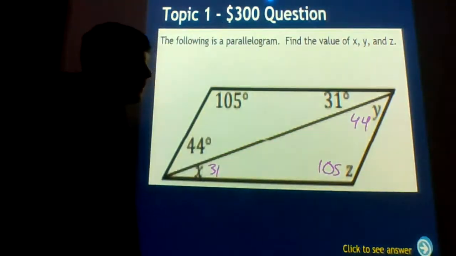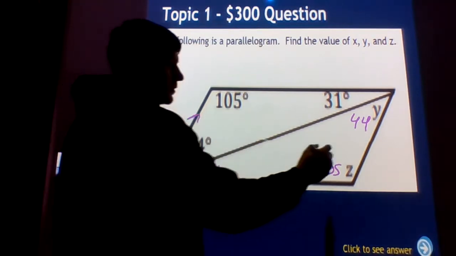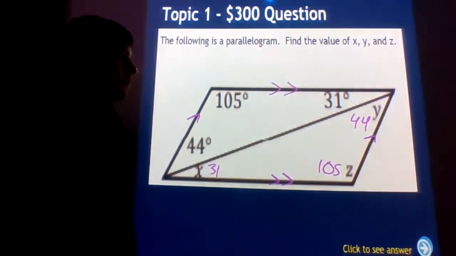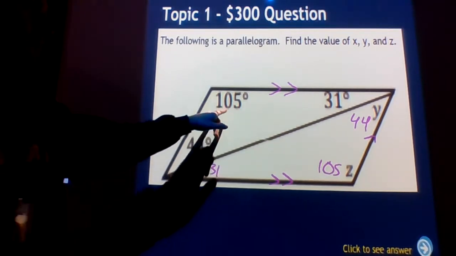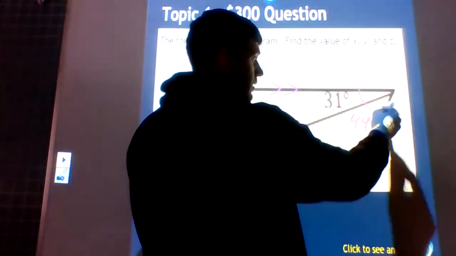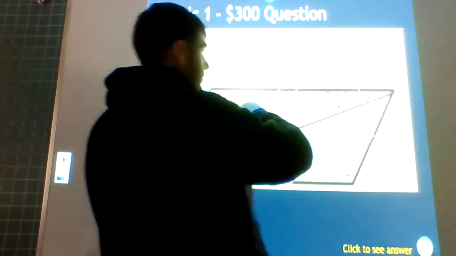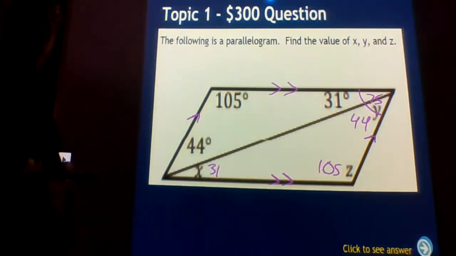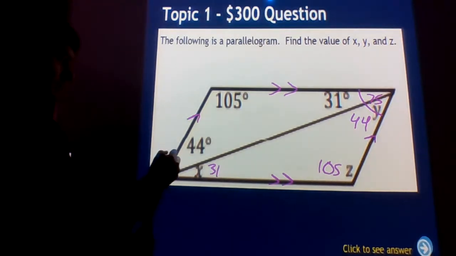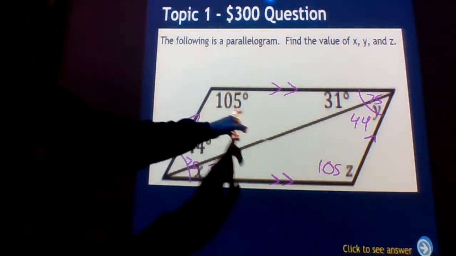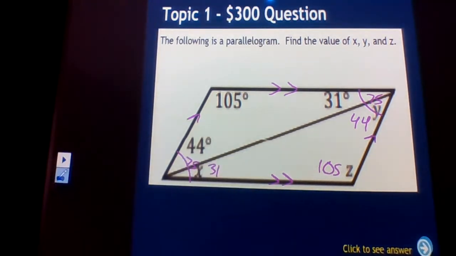So that's 44. We know the lines are parallel because it's a parallelogram, which has 2 pairs of opposite sides that are parallel. We also know this whole angle would be 75. And then these are consecutive angles, which should be supplementary. So x is going to be 31, y is going to be 44, and z is going to be 105.